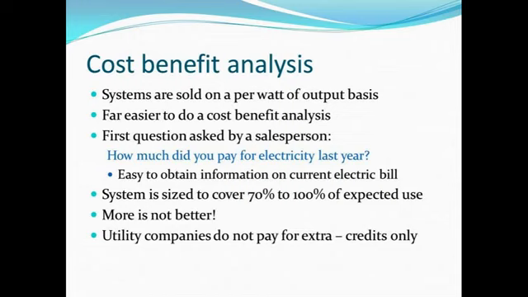Cost benefit analysis. Systems are sold on a per watt output basis, which makes it far easier to do a cost benefit analysis. The first question asked by the salesperson: how much did you pay for electricity last year? It is easy to obtain information on your current electric bill. A system is used to cover 70% to 100% of expected use. More is not better. Utility companies do not pay for extra credits.